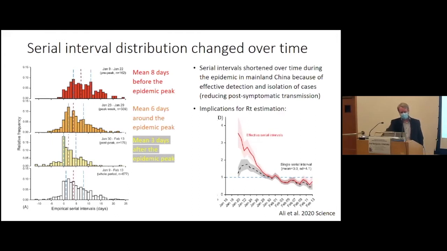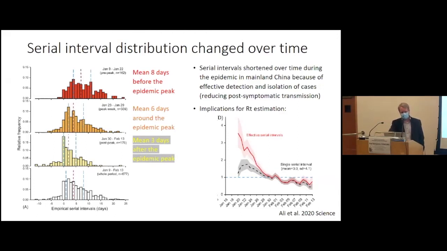Many people have thought of this as a kind of biological constant, like the incubation period, that if you have that distribution, you know what it is, and it's going to be similar at different times and in different places as well. And it turns out the serial interval actually changes. The reason is that if we stop post-symptomatic transmission by identifying cases very effectively, if we prevent that from happening, then what we have left is really just the pre-symptomatic transmission.